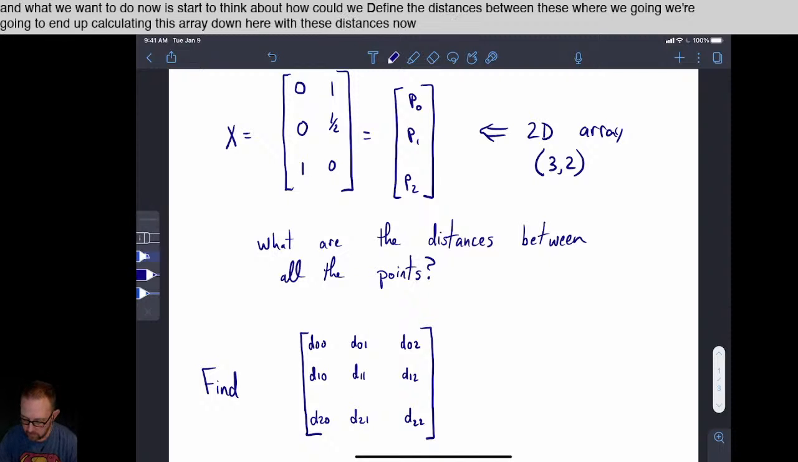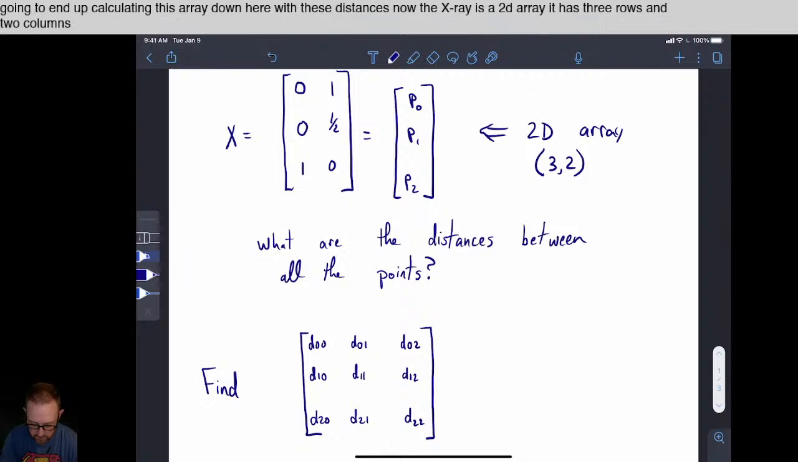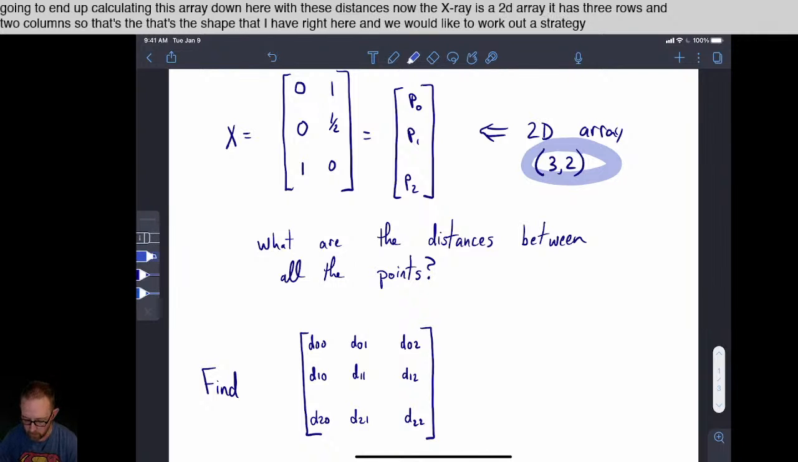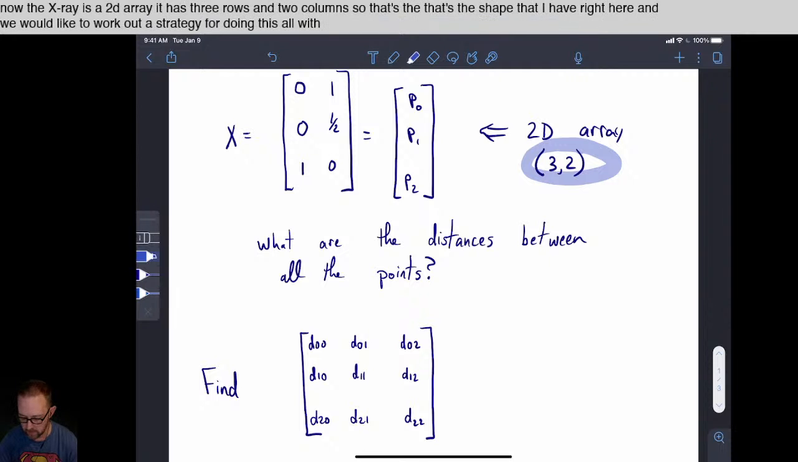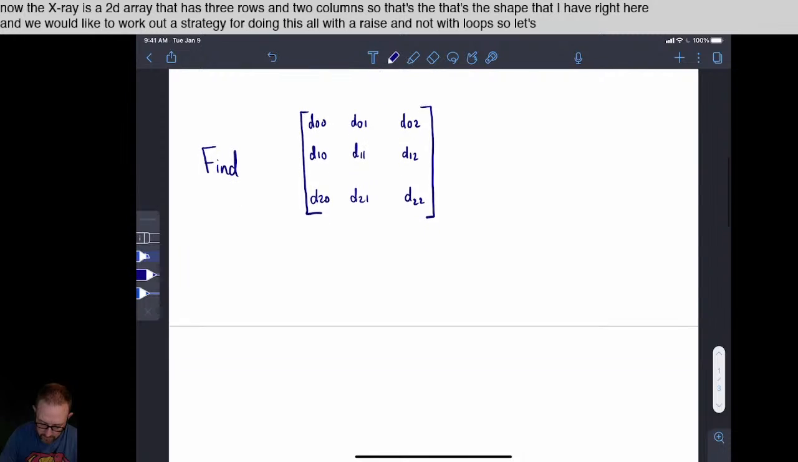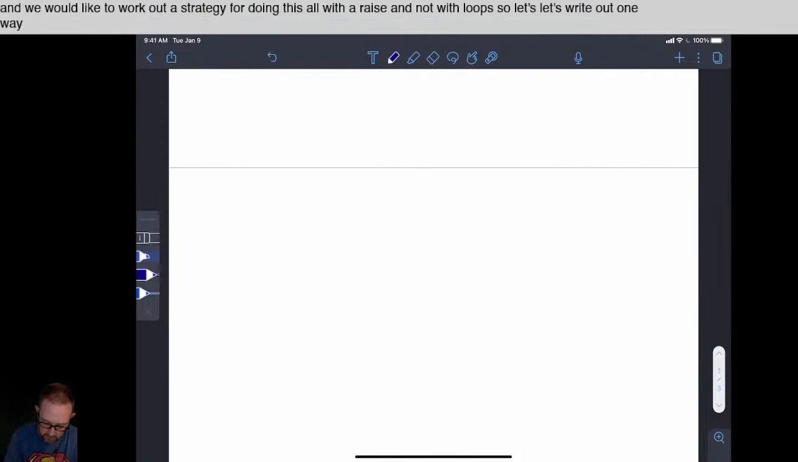Now the X array is a 2D array. It has 3 rows and 2 columns, so that's the shape that I have right here. And we would like to work out a strategy for doing this all with arrays and not with loops. So let's write out one way we could think about this.